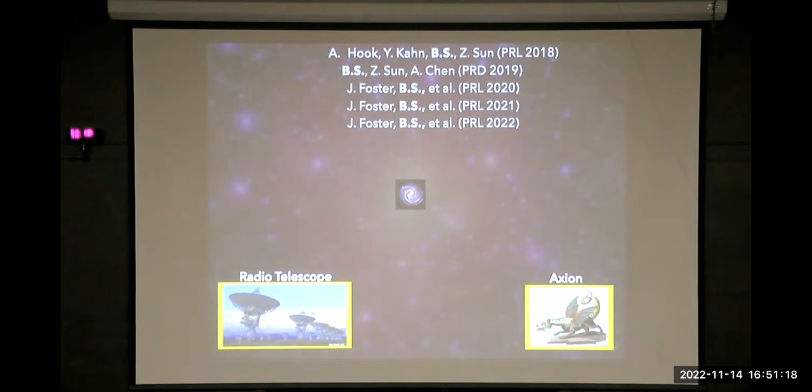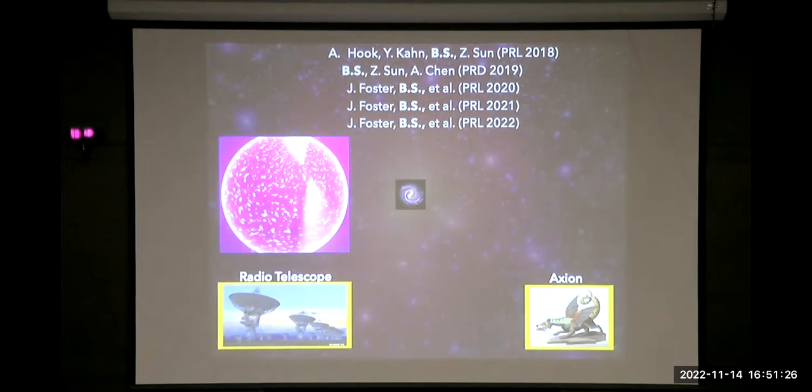And that's actually part of what I do in my group, a direction we've been pushing a lot over the past few years, is to look for axions using radio telescope data, in particular looking for neutron stars, because neutron stars have the strongest magnetic field out there in our universe. But I'm not going to be talking about this today. Instead, I'm going to be focusing on laboratory searches.